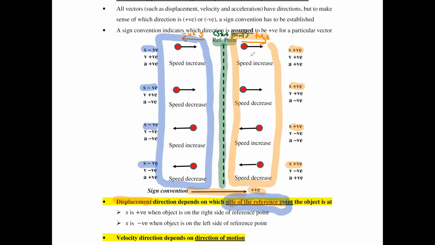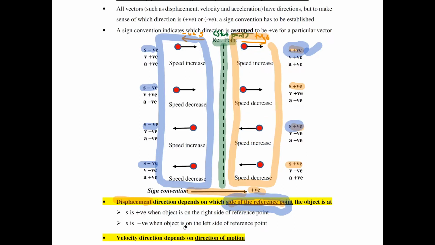When it comes to displacement, what you really look at is just the side of the reference point it is at. For example, if you look at the first case here, you have positive displacement. But then this other case here, the third case, is also positive displacement, but it's moving in the opposite direction. We still call it positive displacement. It really depends on which side of the reference point your object is at. That is the gist here for displacement.